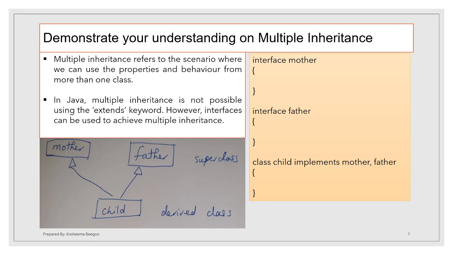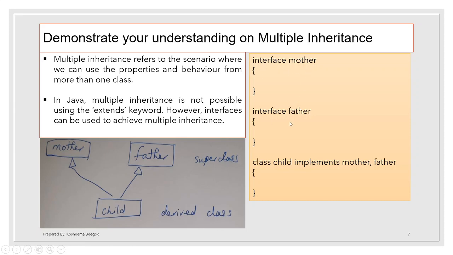Demonstrate your understanding. I've just explained to you that multiple inheritance is what? We have a derived class. A derived class can inherit properties and behavior from more than one superclass. For example, class child can inherit from class mother and from father. But in Java, we cannot do it through the extends keyword. We have to use interfaces.